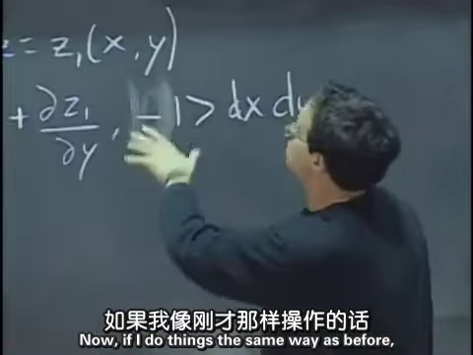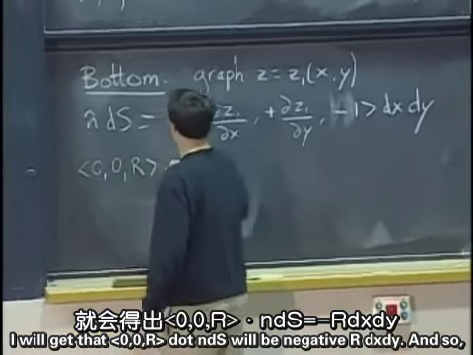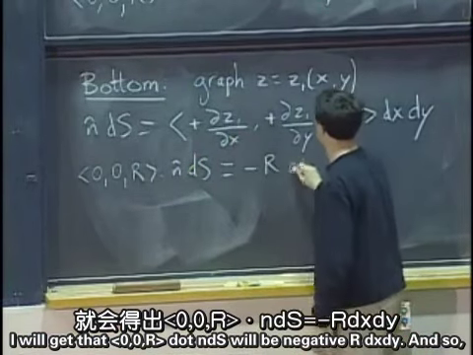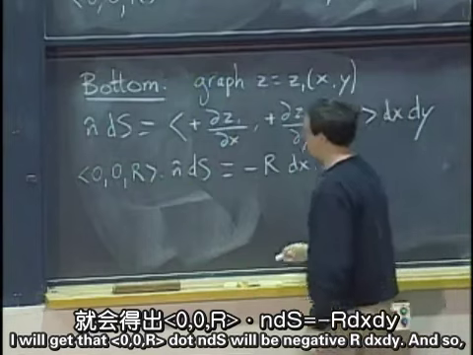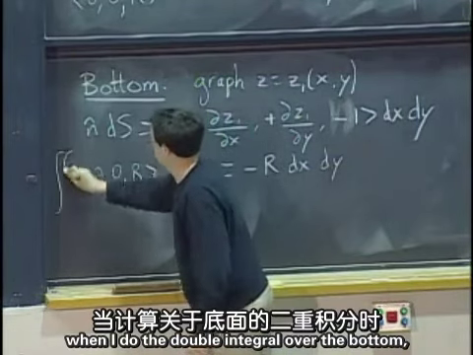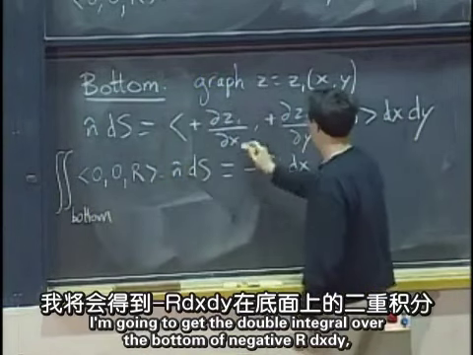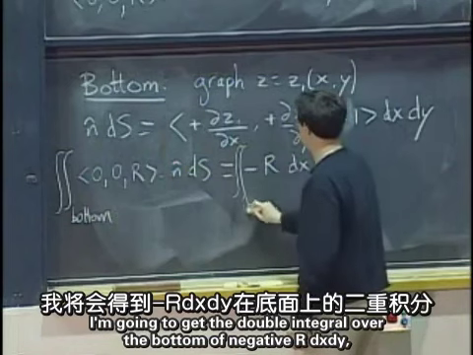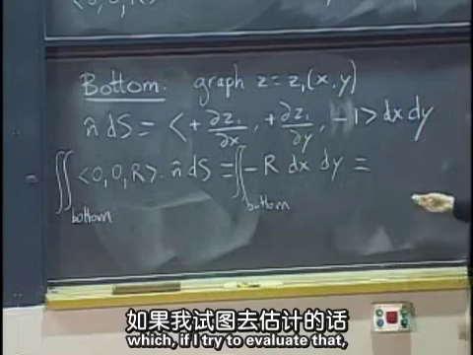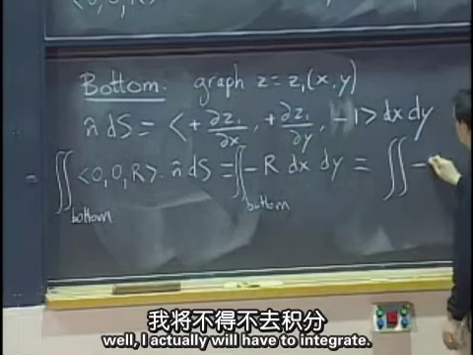Now, if I do things the same way as before, I will get that (0, 0, r) dot n dS will be negative r dx dy. And so when I do the double integral over the bottom, I'm going to get the double integral over the bottom of negative r dx dy, which, if I try to evaluate that, well, I actually will have to integrate.